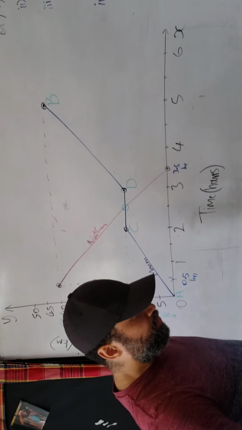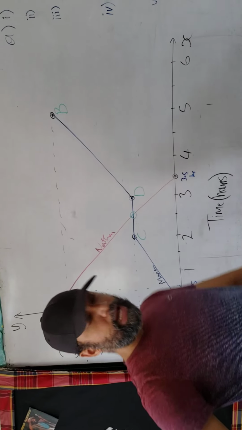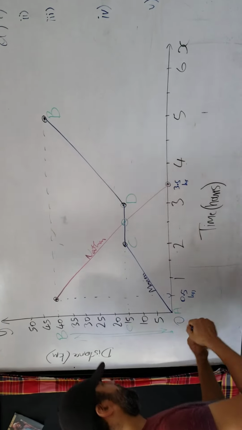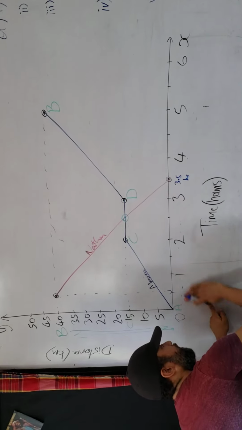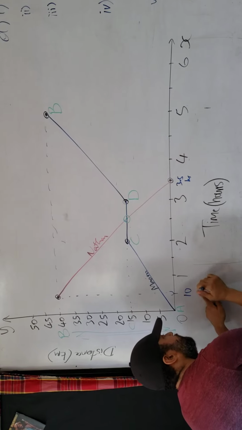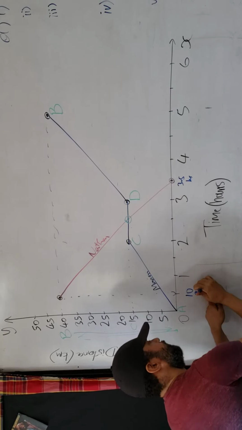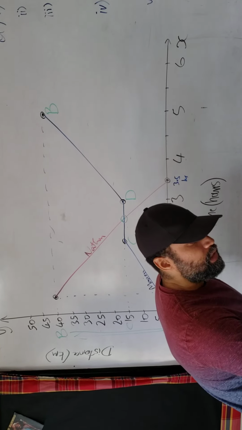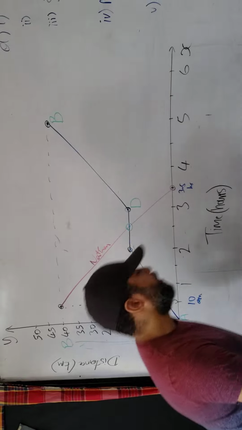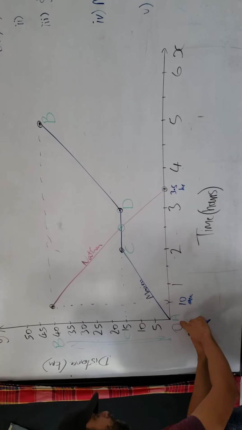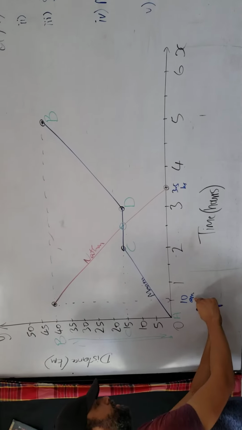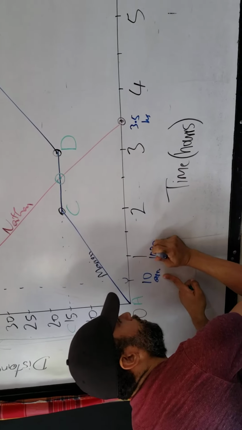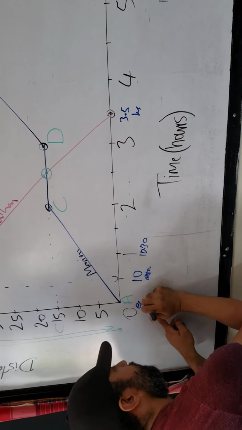Part B says, if Nathan began his journey at 10 hours, so this is actually 10 o'clock, 10 a.m., determine the time Marianne started her journey. Notice clearly, this is 0, this is 1, this is 10, and this is 10:30. Then this would be 9:30 right here.